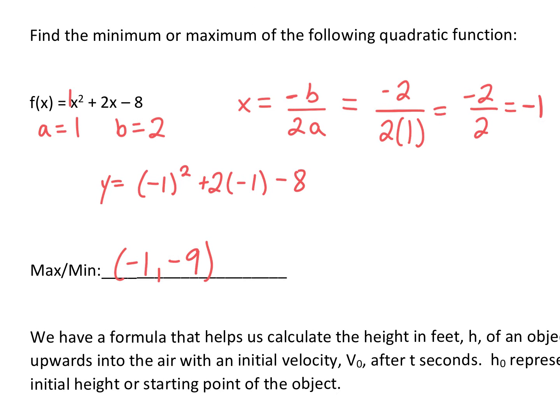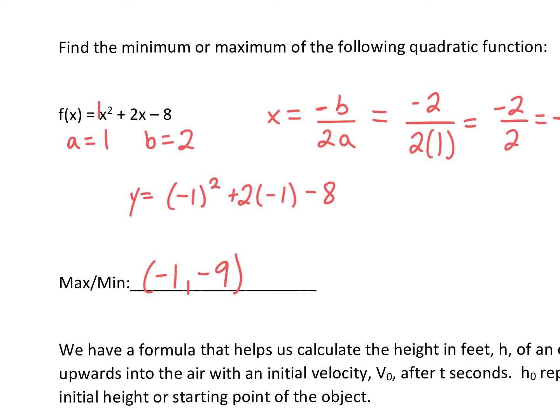However, we don't know yet if that's a minimum or a maximum. Okay, what we need to do is just look at this A value. Is this positive or negative? Positive, which means it's going to open up or down. Up, so you're saying it's going to have this shape. So the vertex would be right there, which would be a minimum. Good. Okay, so that is how we find the minimum or maximum. It's the same thing as finding the vertex.